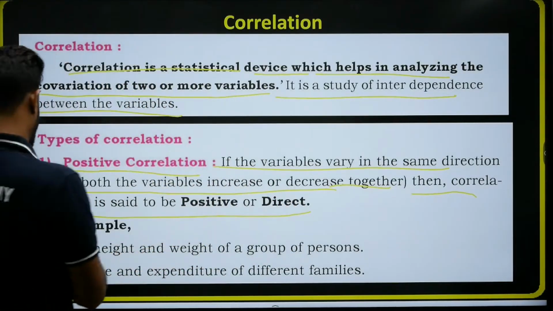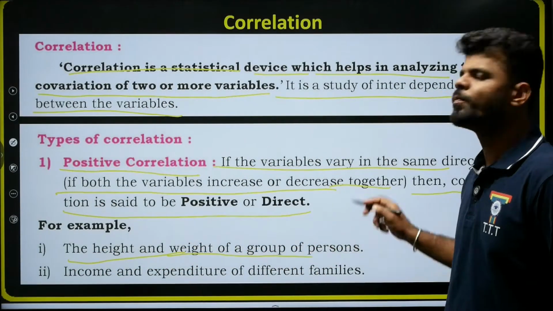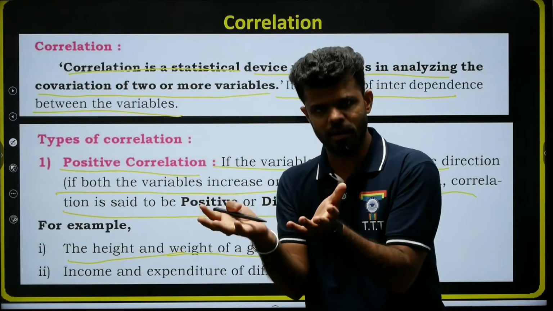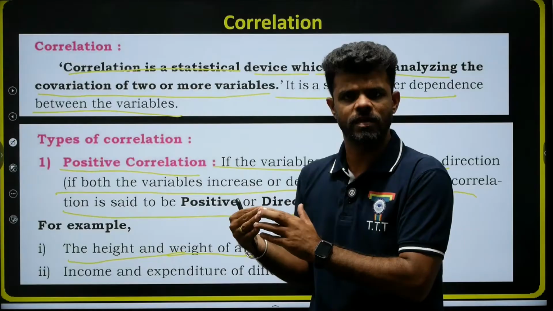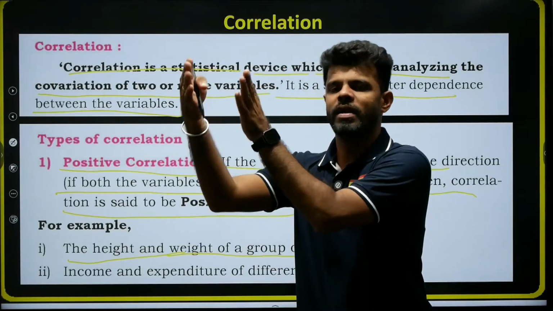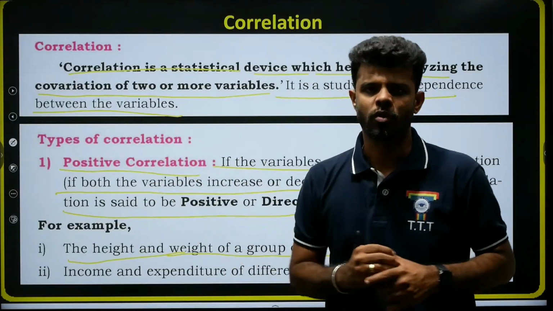See here, for example, the height and weight of a group of persons. For example, in a group there are persons. If you take the height and weight of the group of persons, then if height increases, the weight will also increase. So that is the best example for positive correlation.